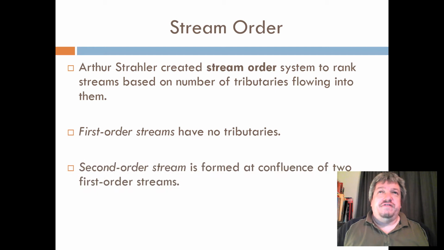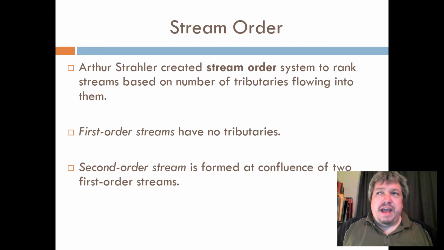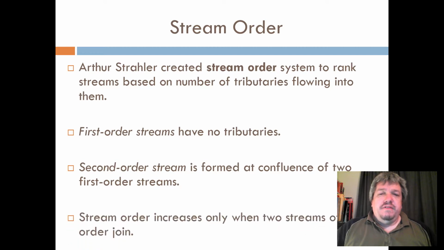When two first order streams meet and join, then that becomes a second order stream. So a second order stream has two tributaries. So you can kind of say it's a bigger stream. And then for a stream order to go from second to third, it must meet another second order stream. In other words, each time a stream order increases in number, that means two streams of equal order met.